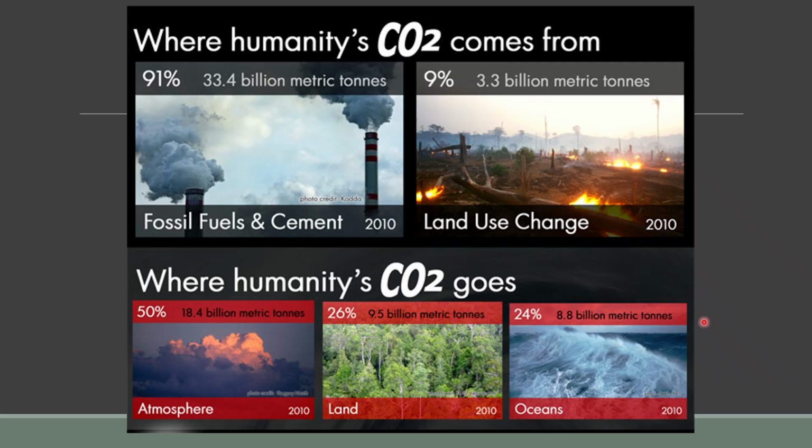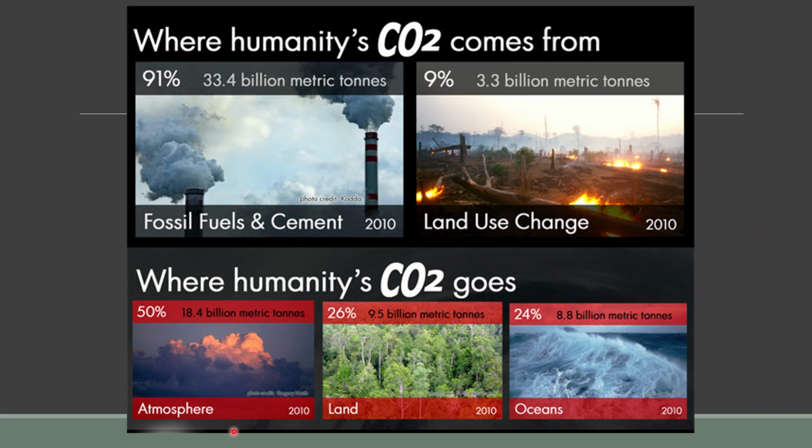So here we have a little bit of a metric, from 2010, so a little outdated, but a nice little metric of where humanity's carbon dioxide comes from. Things like fossil fuels and cement and land use change are big factors, and then where it goes. And this is a nice little reminder that some of it returns to Earth, and that's why trees, we call them carbon sinks. They absorb carbon in their process of photosynthesis, and they give off oxygen in exchange and create sugar for the rest of the ecosystem. So trees are a really important carbon sink.